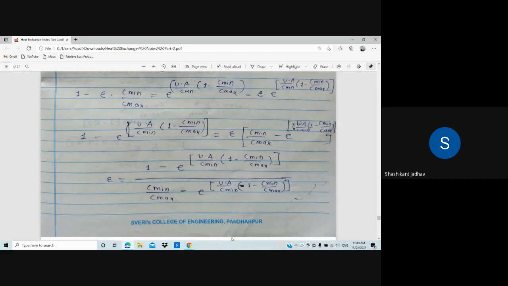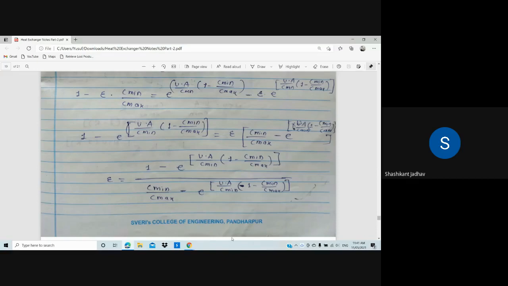Okay, so take the epsilon terms at the right hand side and remaining terms at the left hand side. So therefore 1 minus e raised to UA divided by C minimum into bracket 1 minus C minimum upon C maximum is equal to epsilon into bracket C minimum upon C maximum minus e raised to U into A divided by C minimum into bracket 1 minus C minimum upon C maximum. Epsilon common, so we are taking the epsilon as common. So therefore in the bracket C minimum upon C maximum minus e raised to UA upon C minimum into bracket 1 minus C minimum upon C maximum.